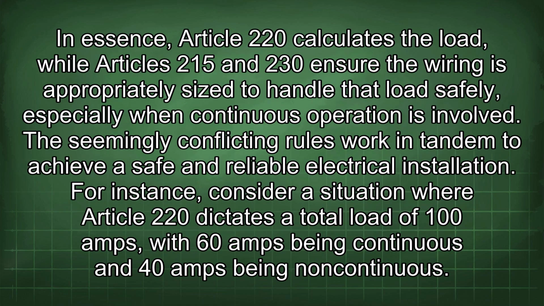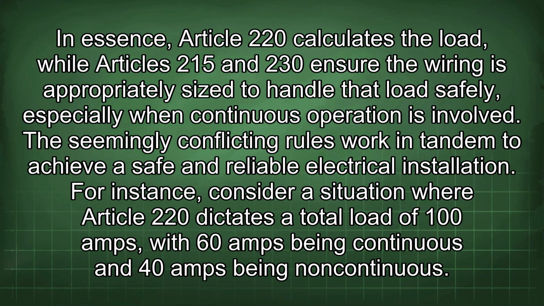In essence, Article 220 calculates the load, while Articles 215 and 230 ensure the wiring is appropriately sized to handle that load safely, especially when continuous operation is involved. Seemingly conflicting rules work in tandem to achieve a safe and reliable electrical installation.